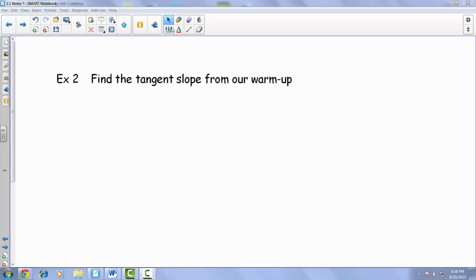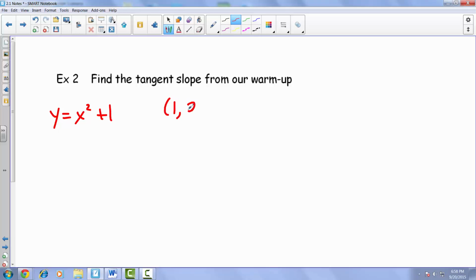Here we are at example 2 from our 2.1 set of notes. We're asked to find the tangent slope from our warm-up. Now, the function that we were looking at in the past was y is equal to x squared plus 1, and we were looking at it particularly at this point (1, 2). And so we're hoping to find the tangent slope at this particular point (1, 2).